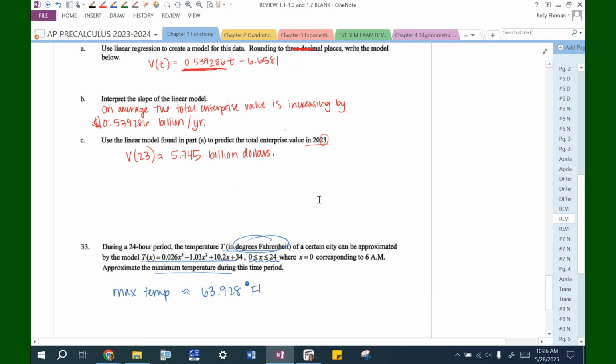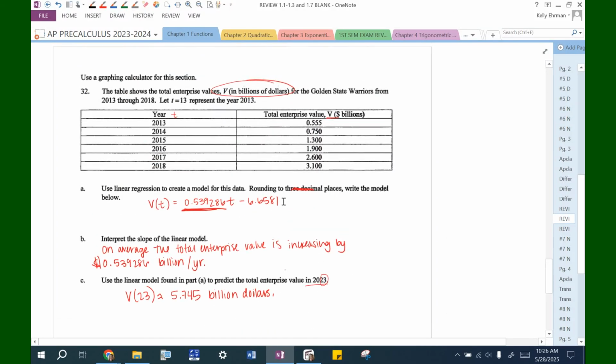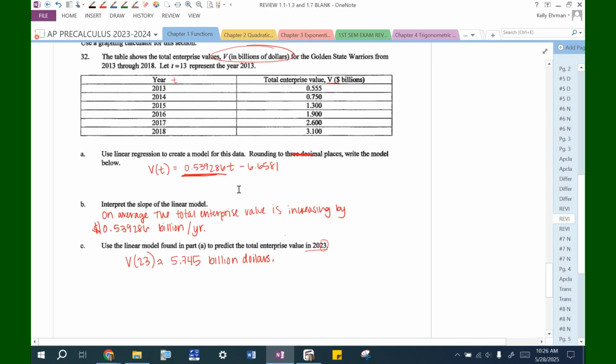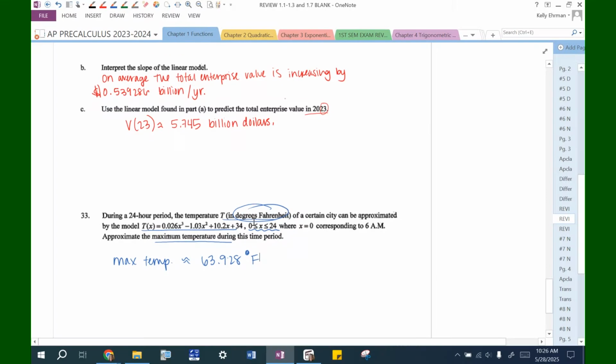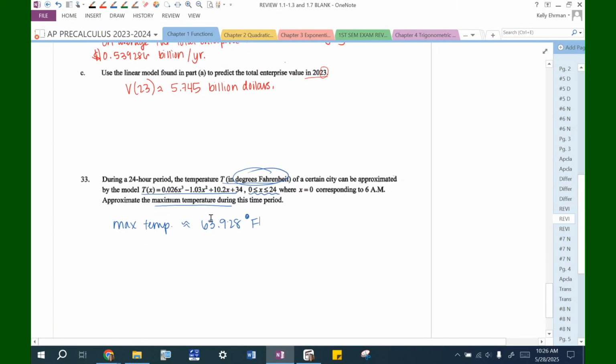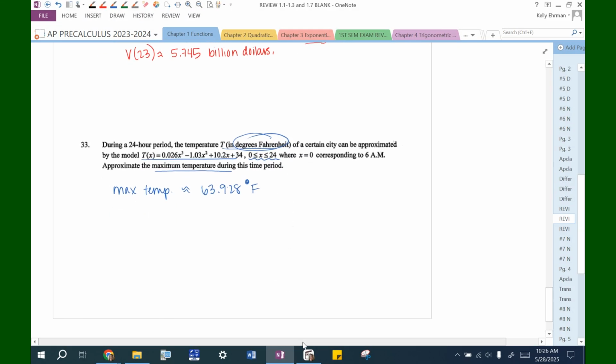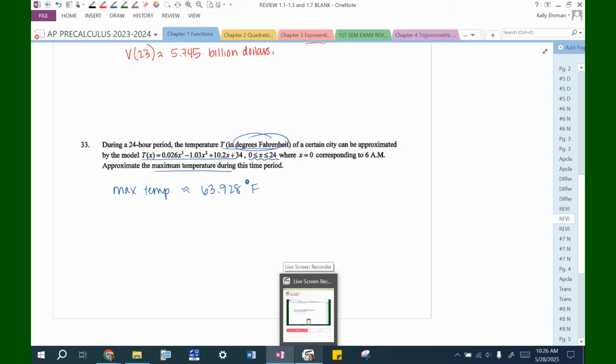Okay, the calculator portion is this short. It is this exact thing. You've got a table to do some linear regression on, interpret a slope, plug a number into it, and then find a max or a min or something like that on another graph. Okay, so those are the skills you need to have. Nice and easy. Please come and see me if you need more practice or have questions about this.